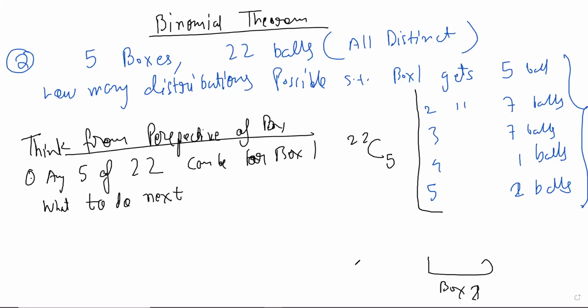Box 1 is already done. We are filling these independently, right? Yes, one by one, because that way we'll cover everything. That gives a pretty clear idea of what's going to happen. So you can tell me then what to do next.